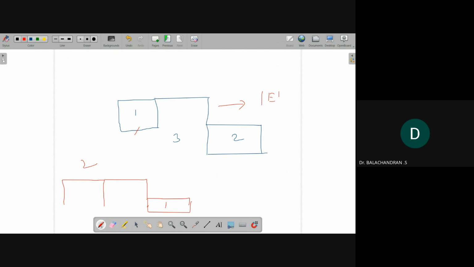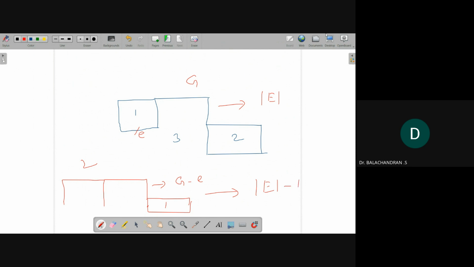In general, the number of edges in the graph G is what? The cardinality of E. Now, what is this graph, G minus E? I am removing this edge. So the number of edges for this graph is the number of edges minus 1.